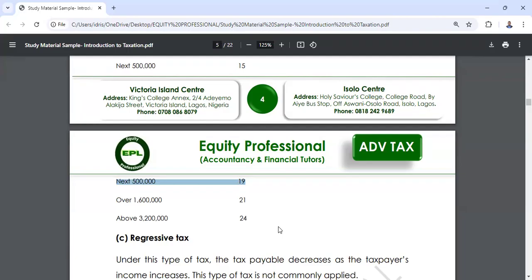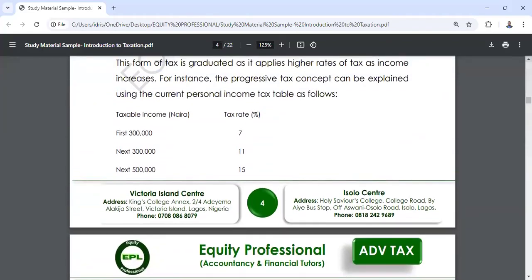Okay, sir. So this is how they compute personal income tax. I want to ask a question so that I know whether you understand. A chargeable income of 1.3, how do we compute the personal income tax? Or let me use 1.6. Let me use 1.7. Your chargeable income is 1.7. Compute the personal income tax.